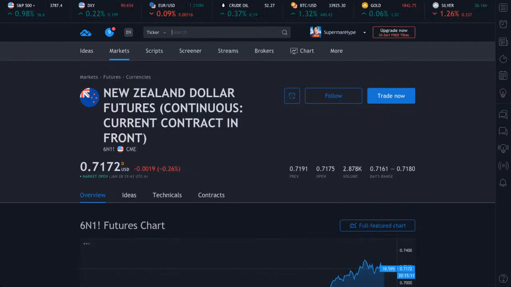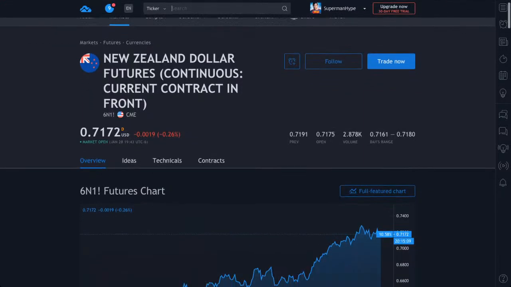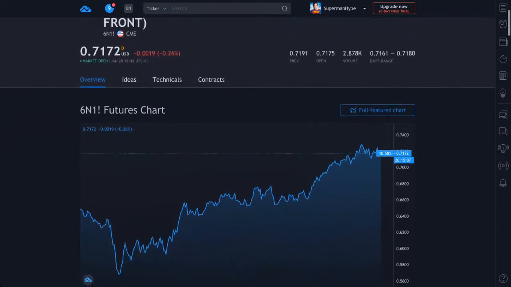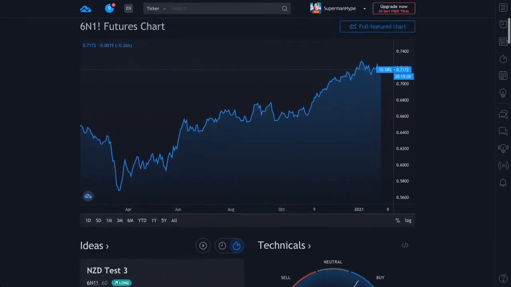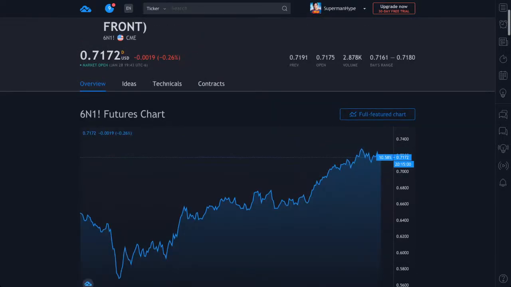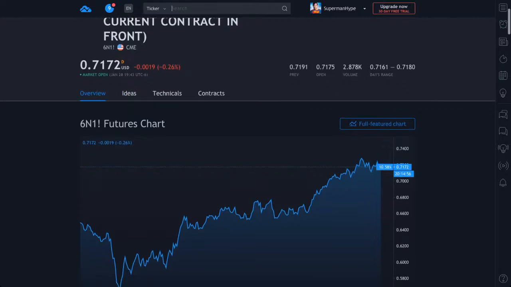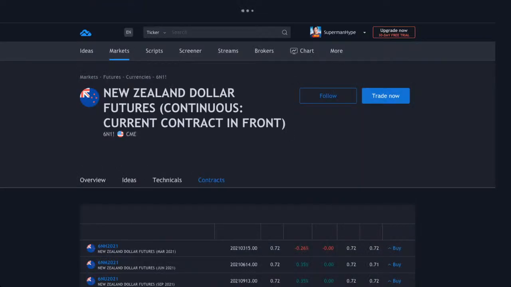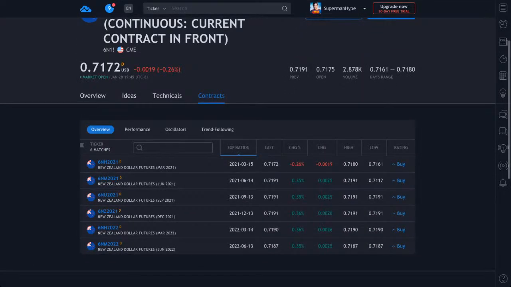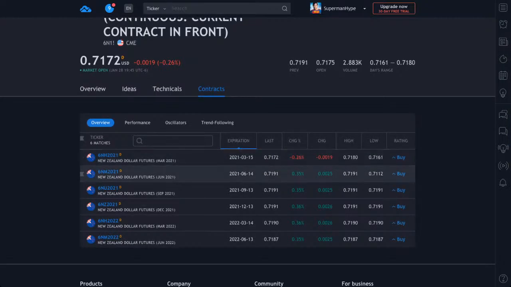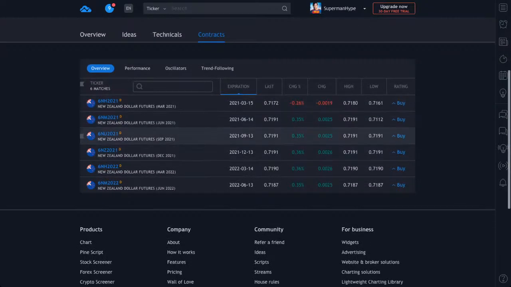So New Zealand dollar futures, continuous currency contract in front, and here's the price. It's obviously expecting it to be 71.72. That's the price at the moment, so you can see that up top here. It's down just slightly. It's got contracts, so let's have a look at that tab. Some of the contracts that you can do: March 21, June 2021, September 21, December 21, March 22. So this is in the future, you can obviously see. So these are future contracts.